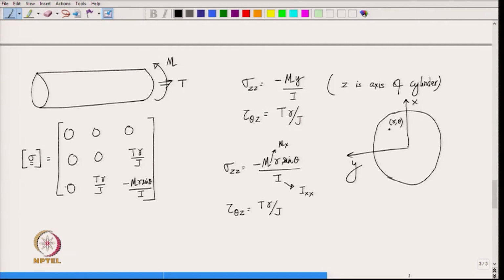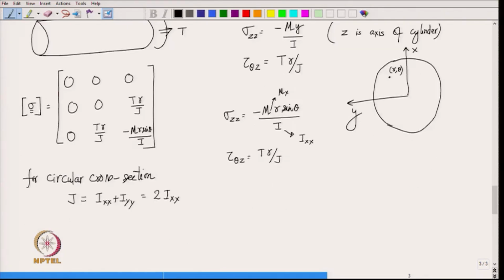You can also recall that for circular cross sections, J is equal to 2 times I. So, for circular cross sections, polar moment of area J equals I x x plus I y y by perpendicular axis theorem, but here I x x will be equal to I y y. So, it becomes 2 times I x x.